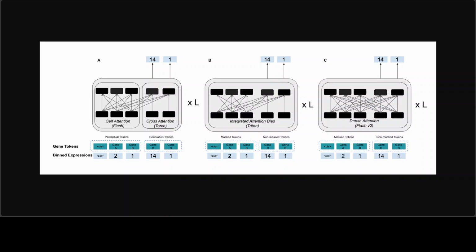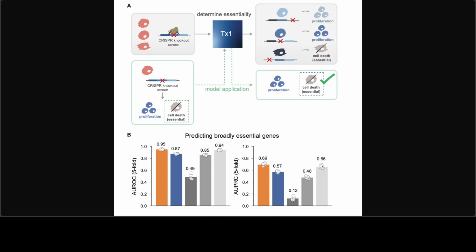And the last panel represents the final version, which is a dense attention architecture using Flash Attention V2, which makes the computation faster and more memory efficient. The small boxes below show how the model takes gene tokens like gene A, gene B, gene C, along with their expression level represented as numbers such as 2, 1, 14, and these are the model's input units, much like words and their meanings in language models, or you can say these are the tokens.